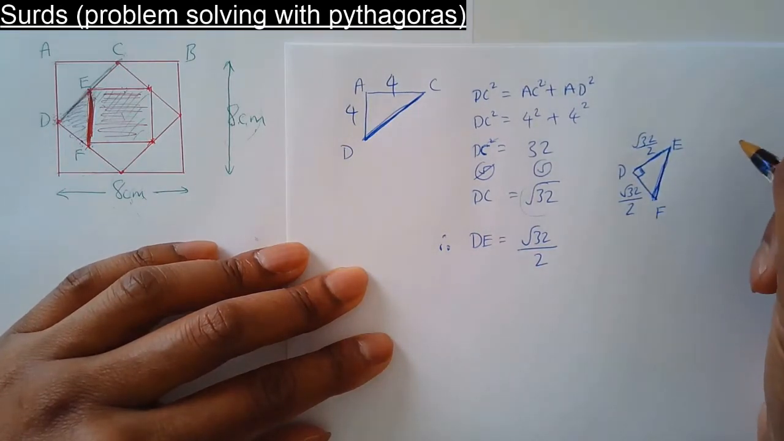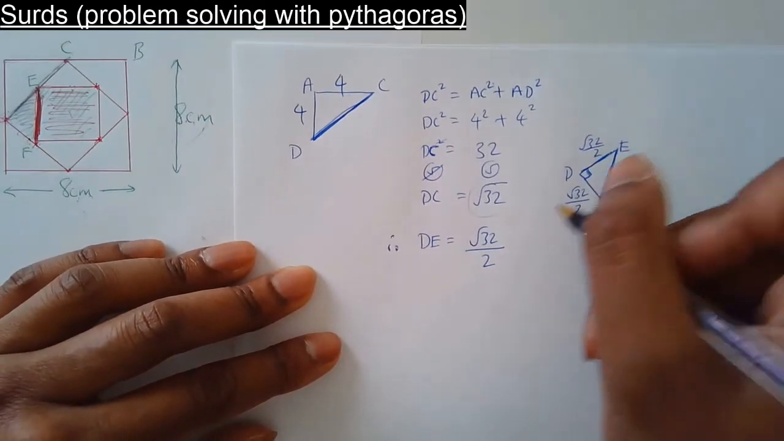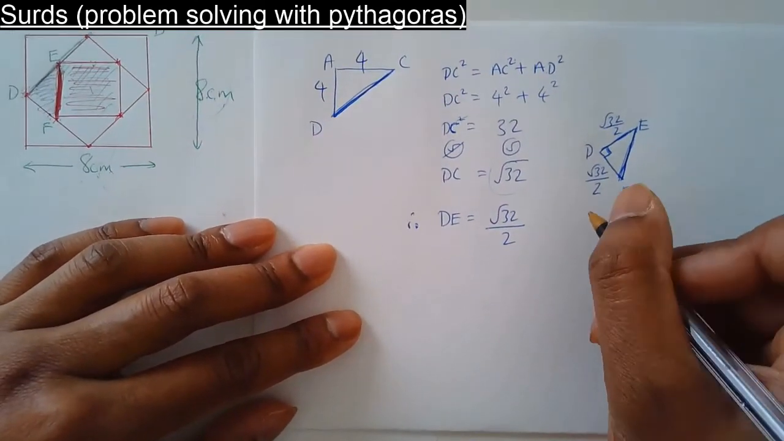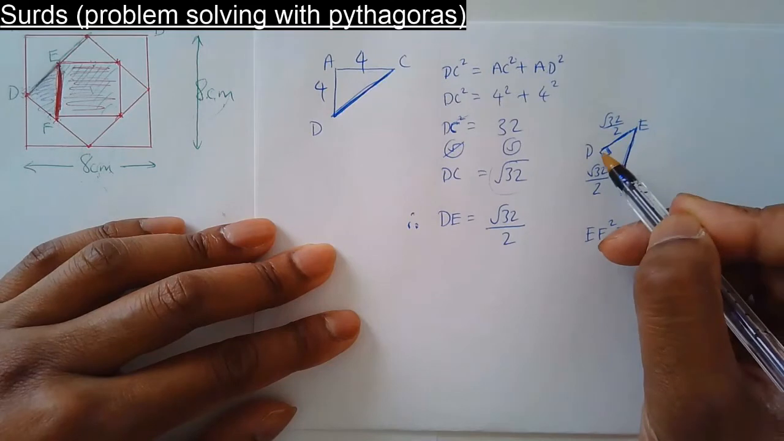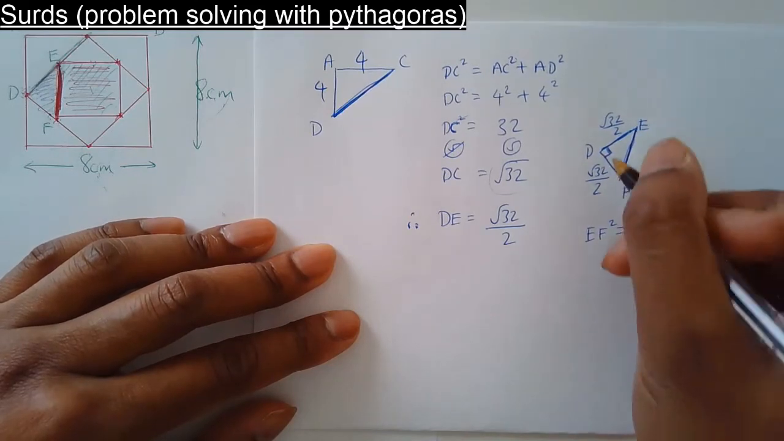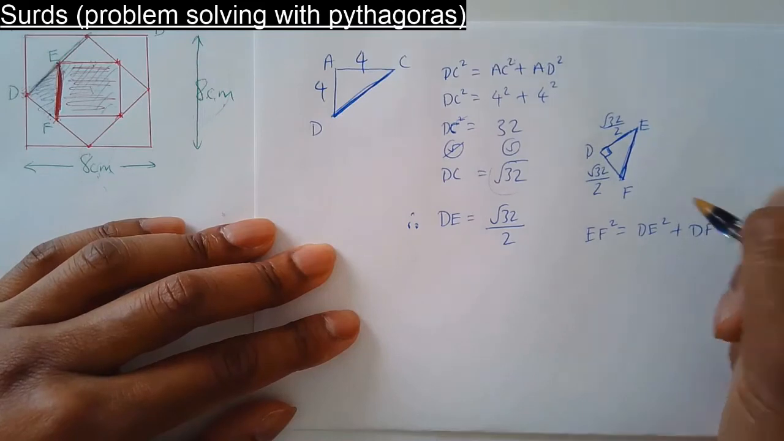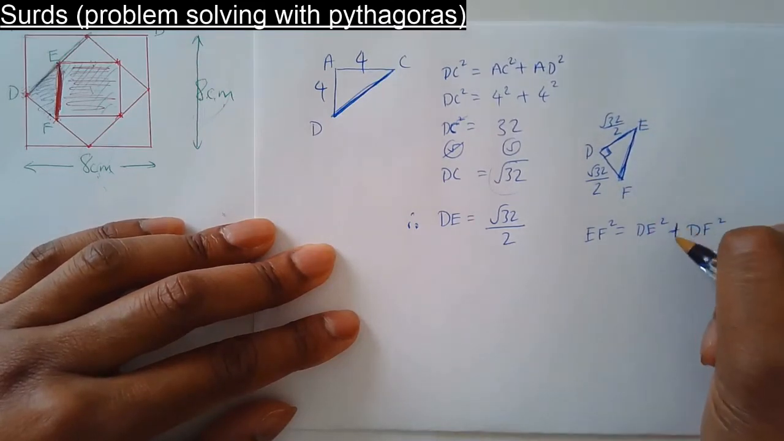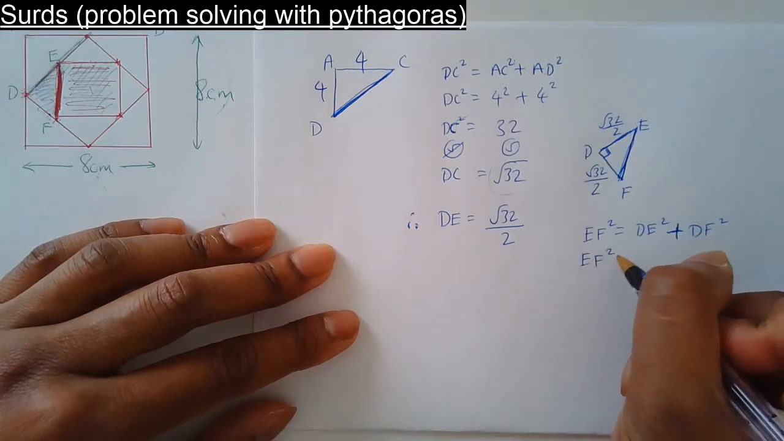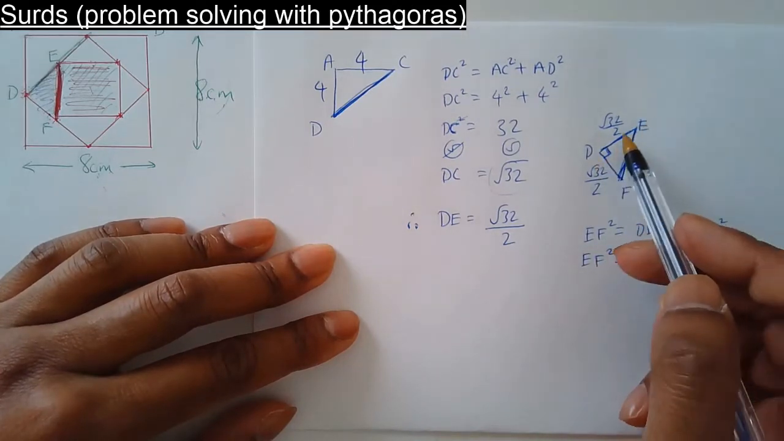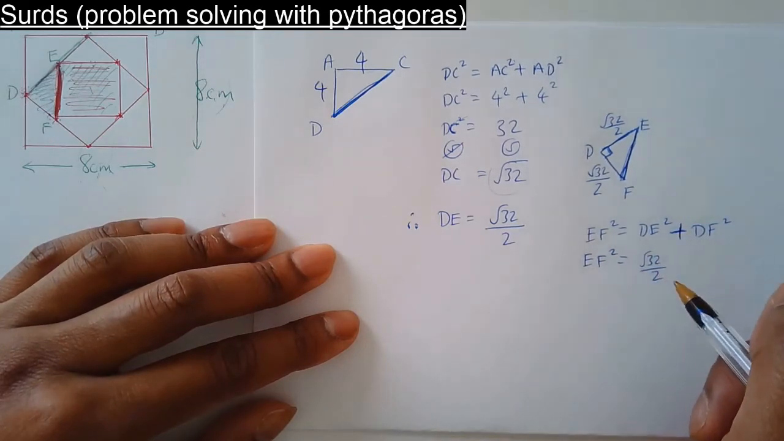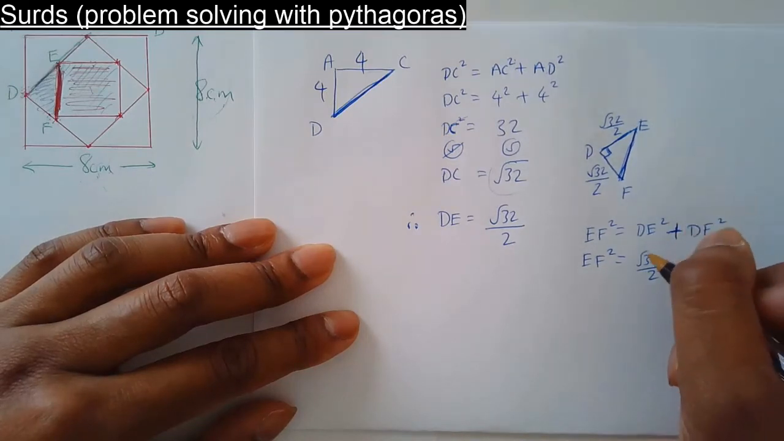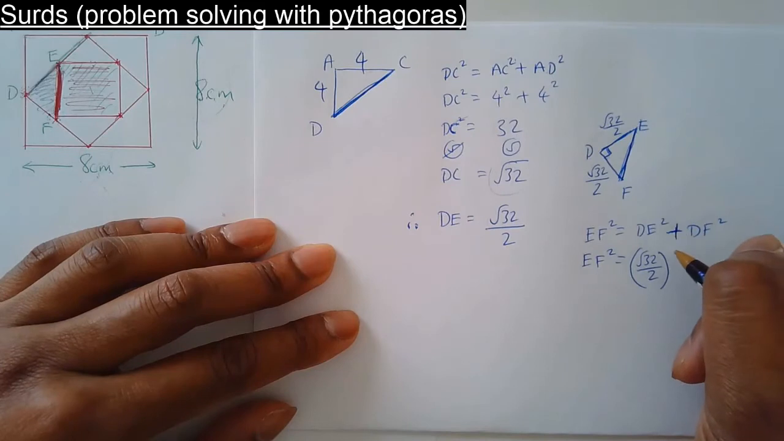Remember, that's a right angle triangle, and that's the longest side over there. So using Pythagoras, EF squared is equal to DE squared plus DF squared. We're using plus because we're trying to find the longer side. DE is root 32 over 2, not forgetting to square it. And the same over here.